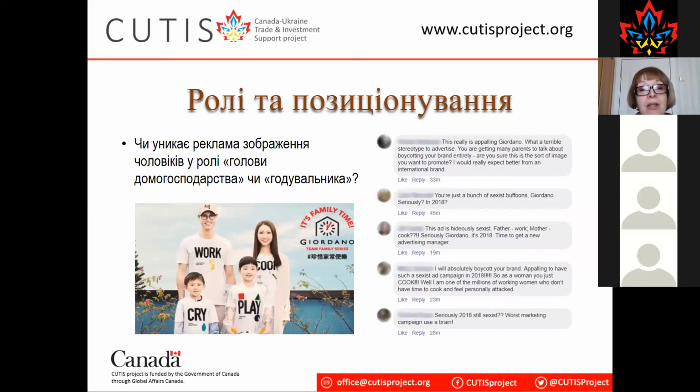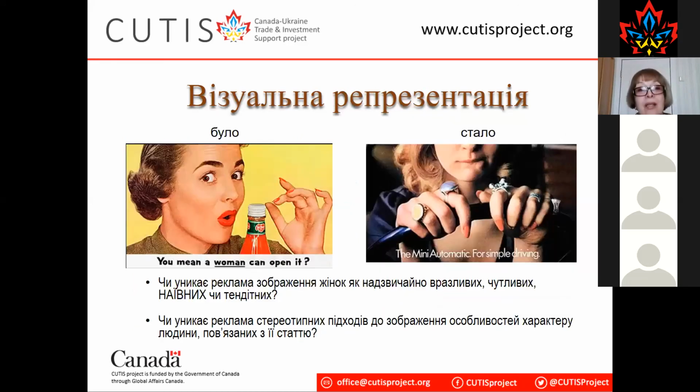There's also this Hong Kong brand, Giordano, and you can see that the T-shirt on the man says works and the woman's T-shirt says cook. On the right, you can see the reactions on social media to this commercial. Then the visual representation: whether you have representation of women as loyal, sensitive, and whether it creates a stereotypical approach to the peculiarities of the woman's character.